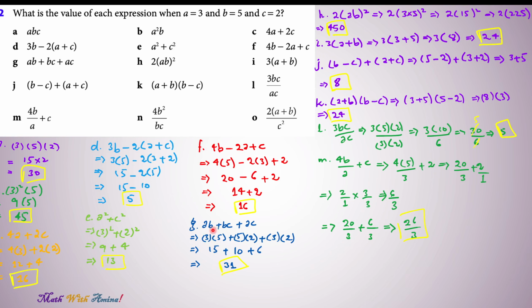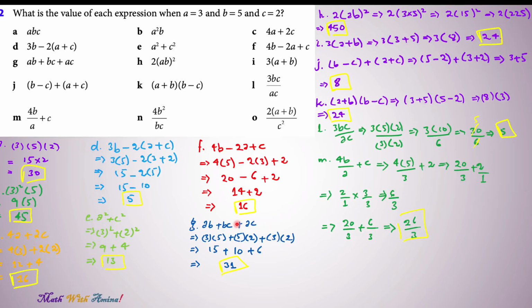Next we have ab plus bc plus ac. Again, starting with replacing the variables with their values. 3 is the value of a, 5 is the value of b, and there is multiplication between the two. So 3 multiplied by 5 is equal to 15. For bc, we keep the addition as it is, plugging in the values of b and c. b is 5, c is 2, there's multiplication between the two, so 5 multiplied by 2 is equal to 10.